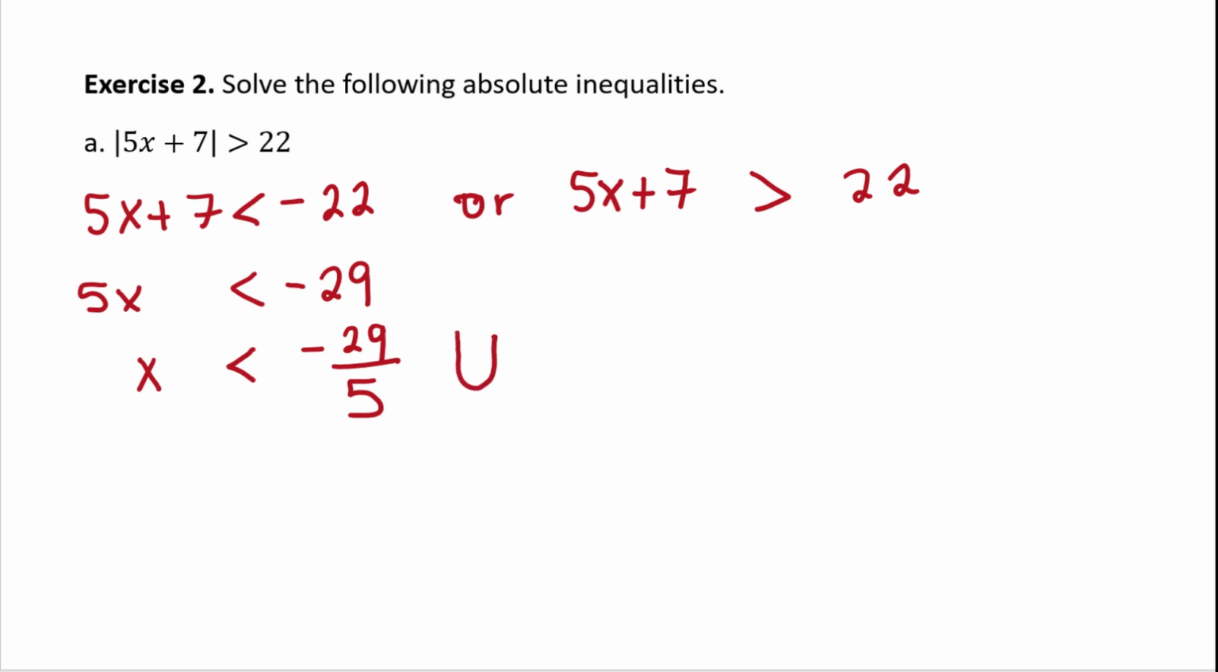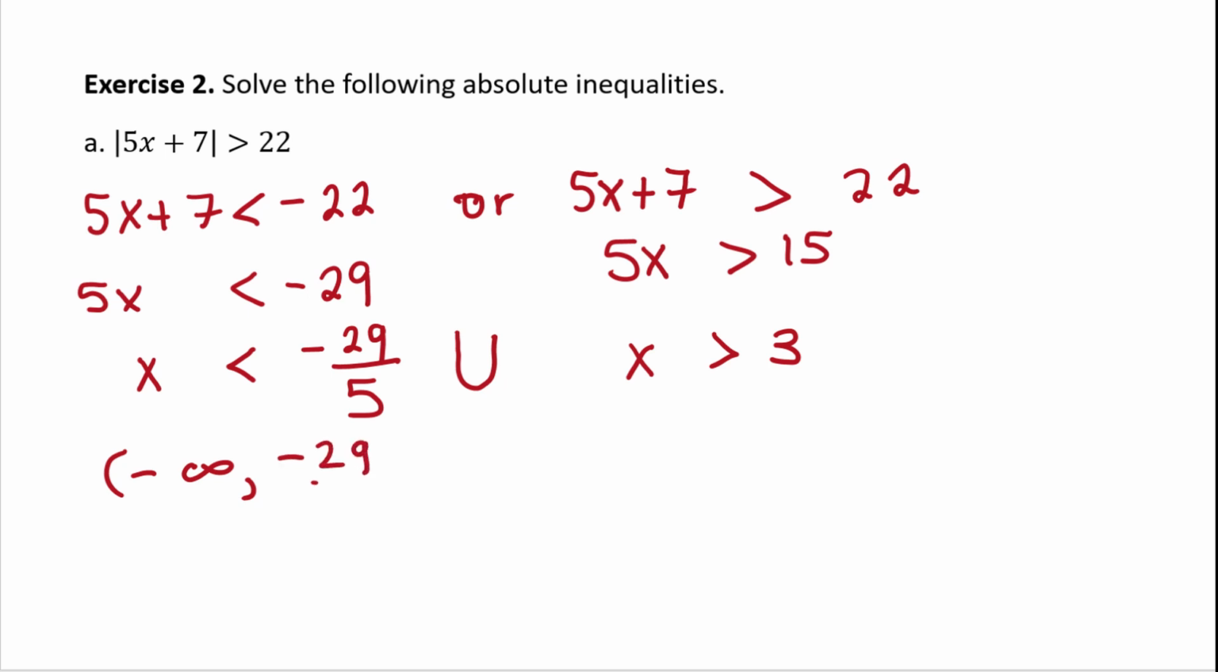Continuing to the second part, we subtract 7 from both sides again. So you get 5x is greater than 22 minus 7, which is 15. Divide by 5 on both sides. You get x by itself, so x is greater than 3. To express this answer using interval notation, we would write negative infinity, comma, negative 29/5, close it with a parenthesis, union, and then on this one we would start with 3, comma, then positive infinity.